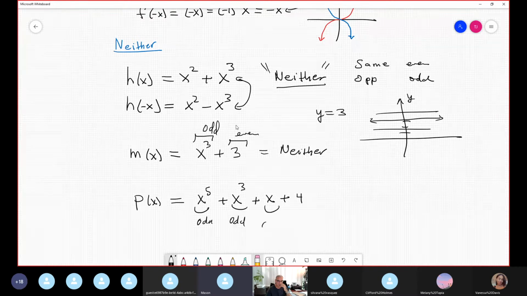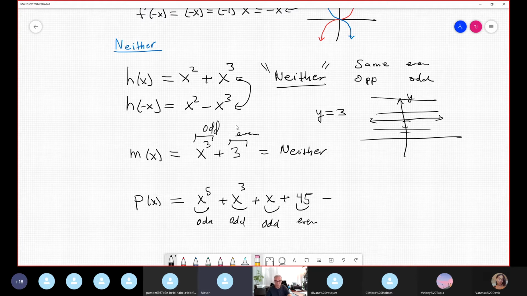This is odd. Wow, nice. This is odd. See, everything is odd. It's obvious. But again, we have a constant function that's tricky. It's even. Because of 4, suppose 45. 45 is a number. It's a horizontal line at 45. Now this is even. So therefore, it's neither.